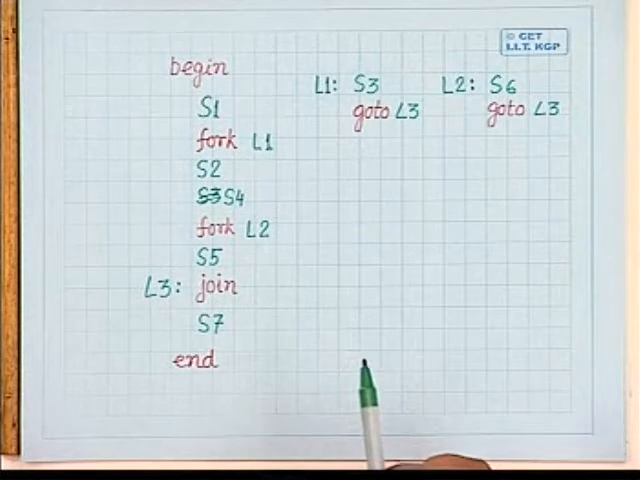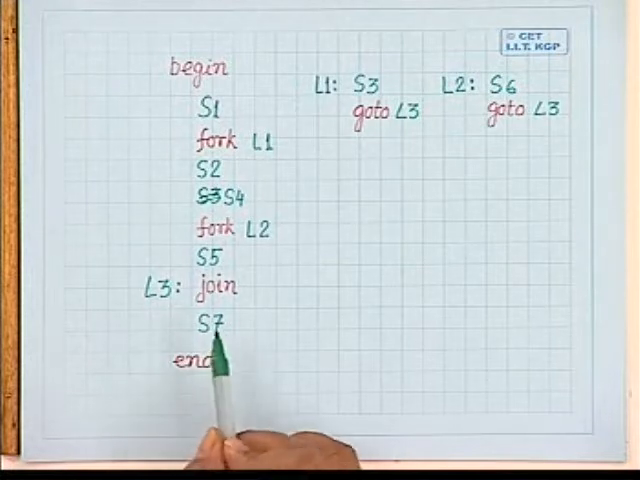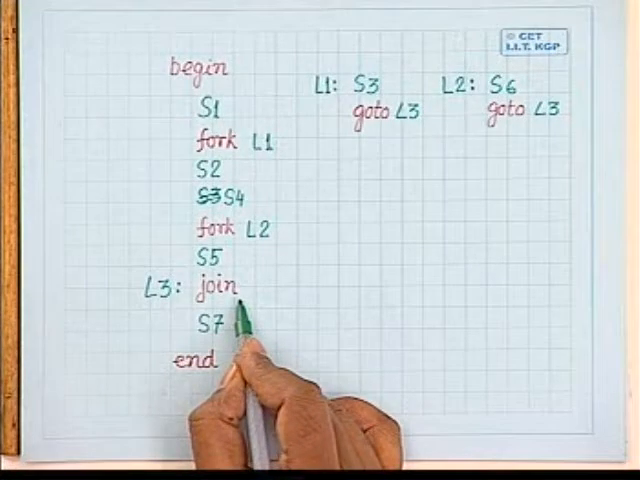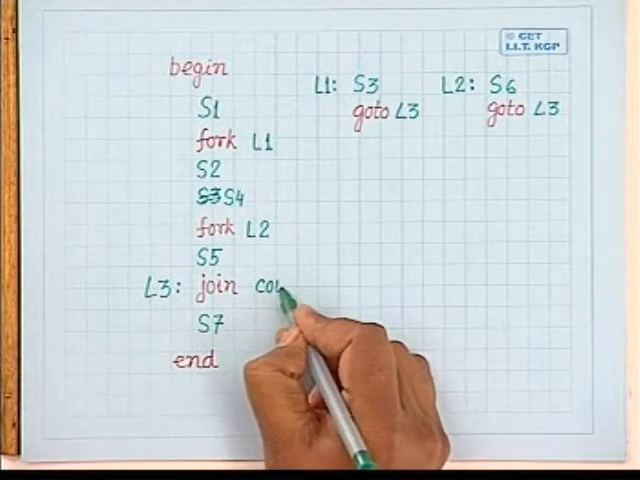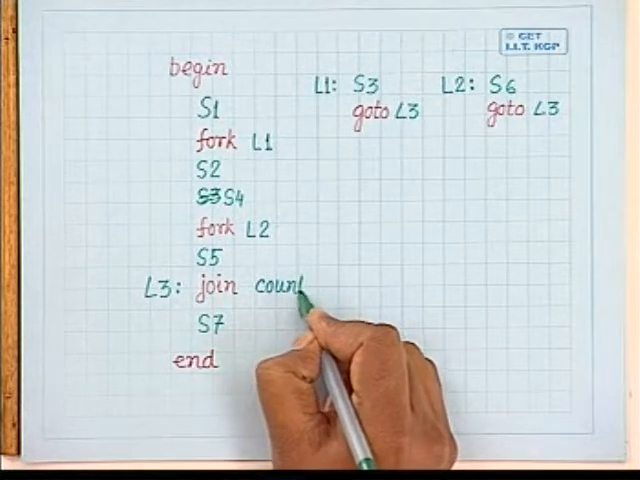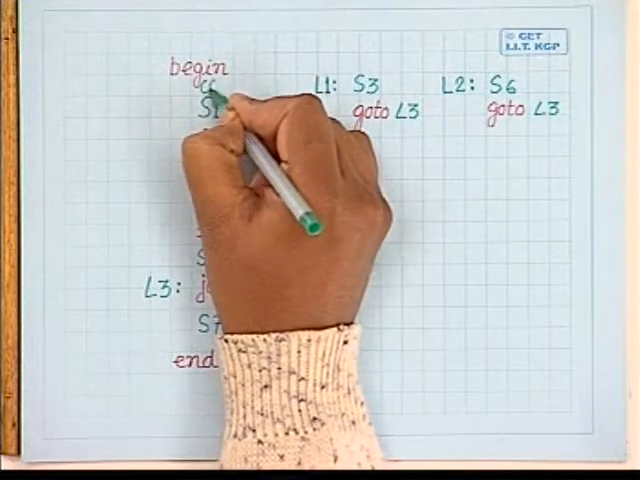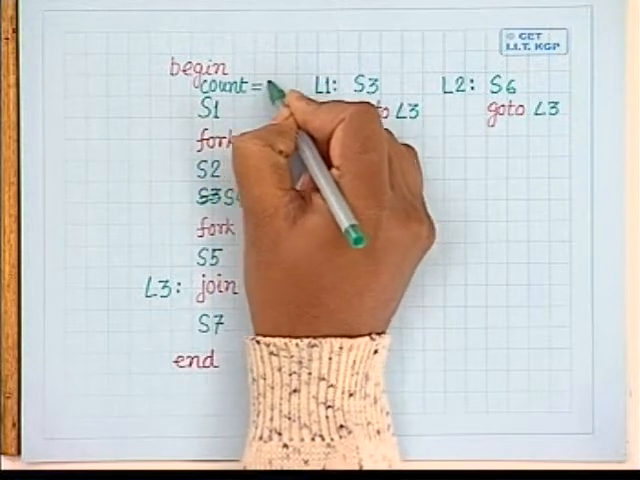For execution of S7, I need only one process. So I must have some provision so that the remaining two processes will be terminated. So how is that to be done? We have to use, along with this join statement, an argument. Let me put that argument as count, and I initialize the count with a value 3.